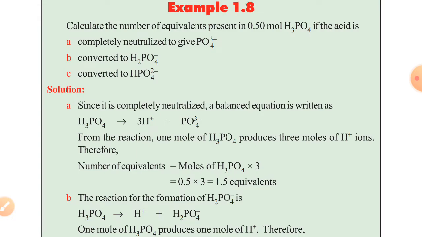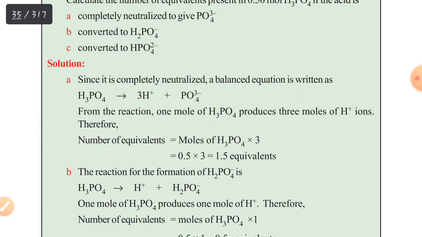From the reaction, we understand that 1 mole of phosphoric acid produces 3 moles of hydrogen ions.